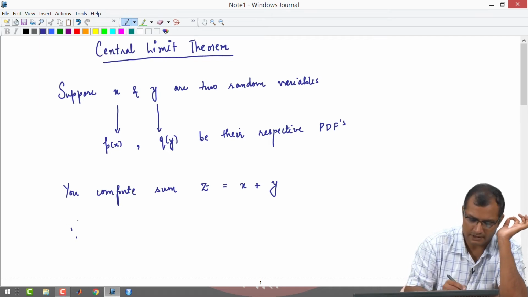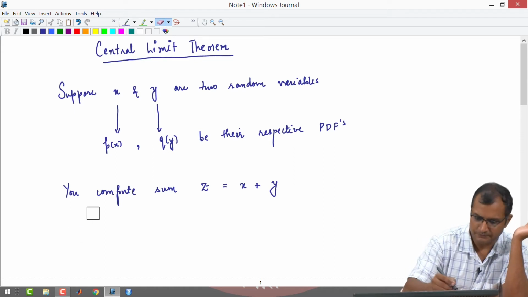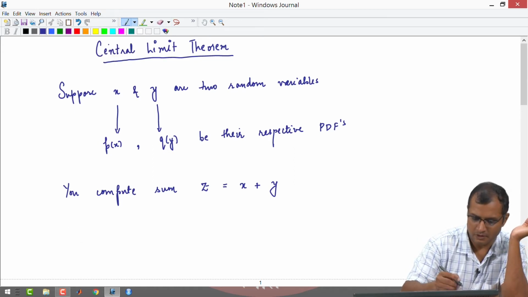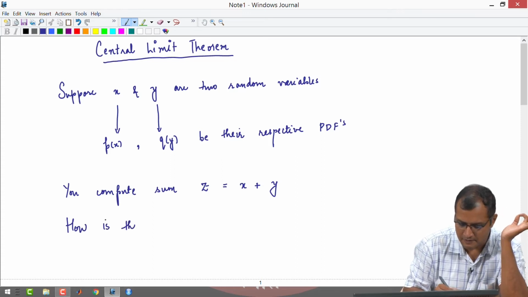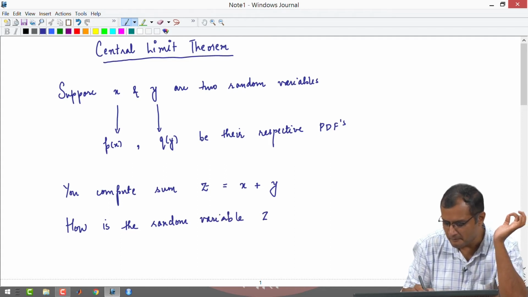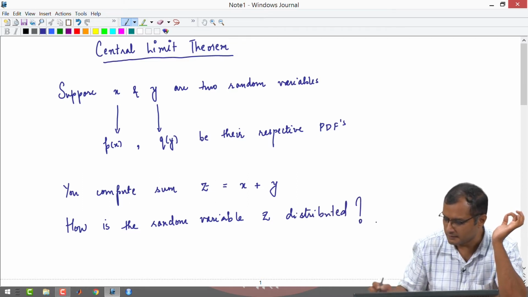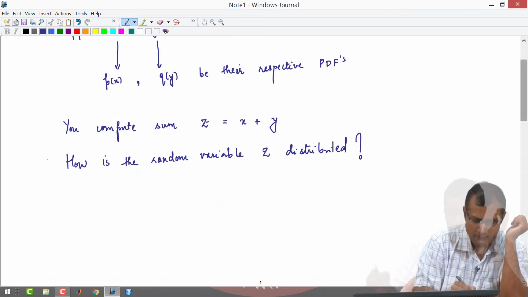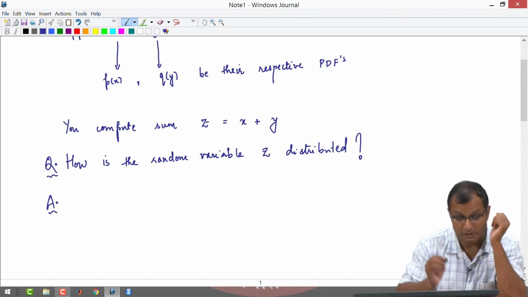I think the better question would be, how is the random variable z distributed? Okay, that is the question I am going to answer. That is my question, and the answer is very simple.